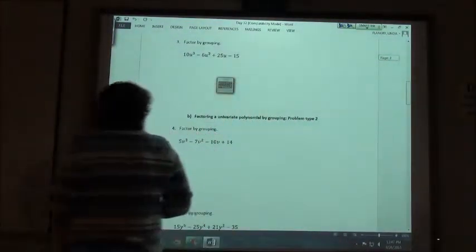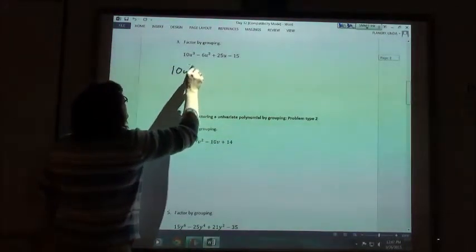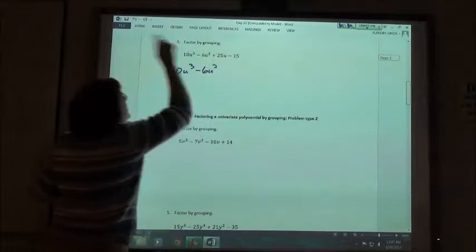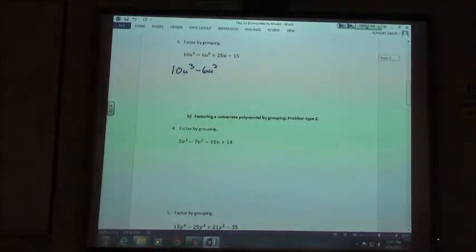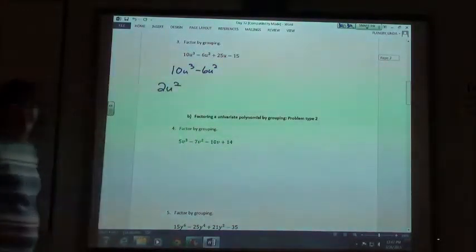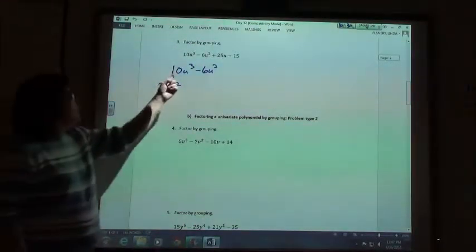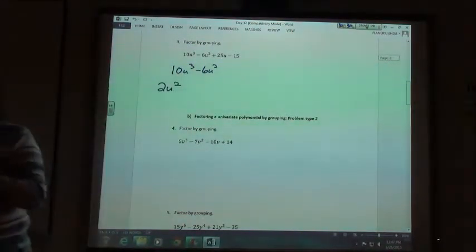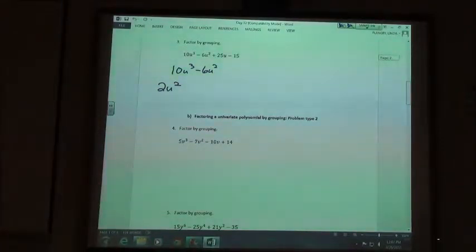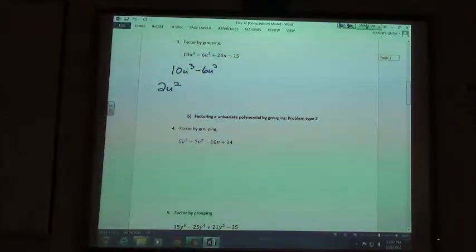Number 3 then. I'm going to factor that by grouping. I'm going to take the 10u to the third and the minus 6u squared. And this time my greatest common factor is 2u squared. That's the greatest common factor of the numbers. The other ones didn't have a common factor between the numbers other than 1. So I always want the greatest common factor.